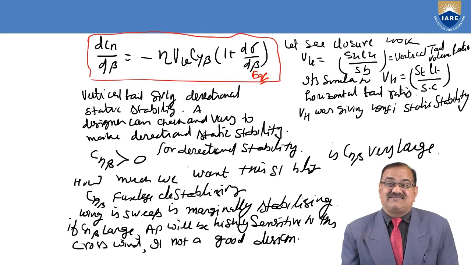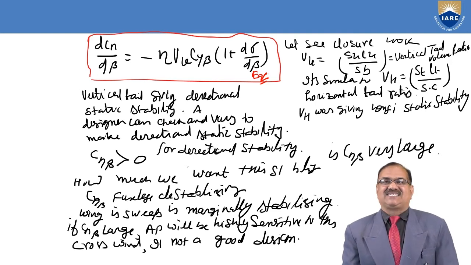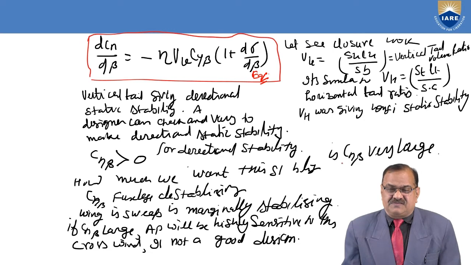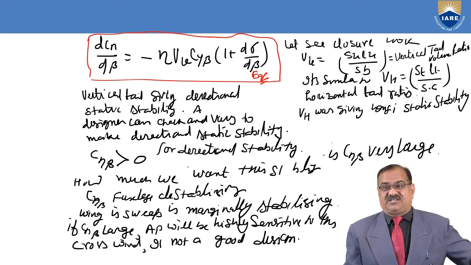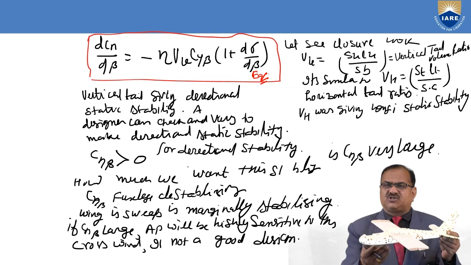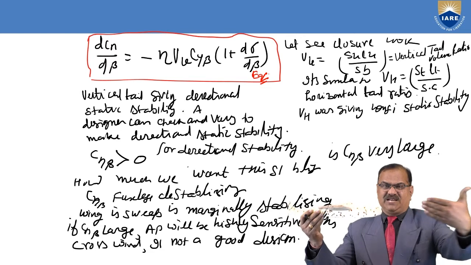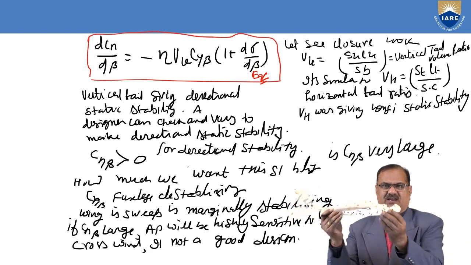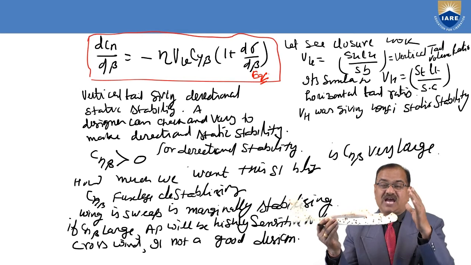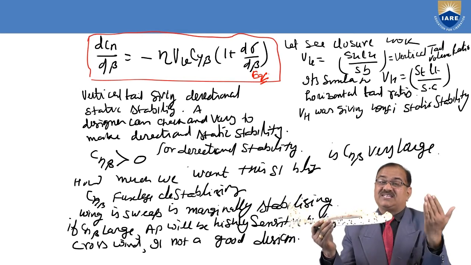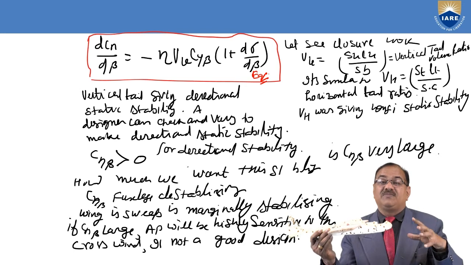Designers can check this to verify directional static stability. In this case, Cn beta is greater than 0 for directional static stability. Okay, how much do we want this Cn beta? If Cn beta is very large, very positive, it is not good. So we should have a limited value of Cn beta. If it is large, during landing the aircraft will be in danger.